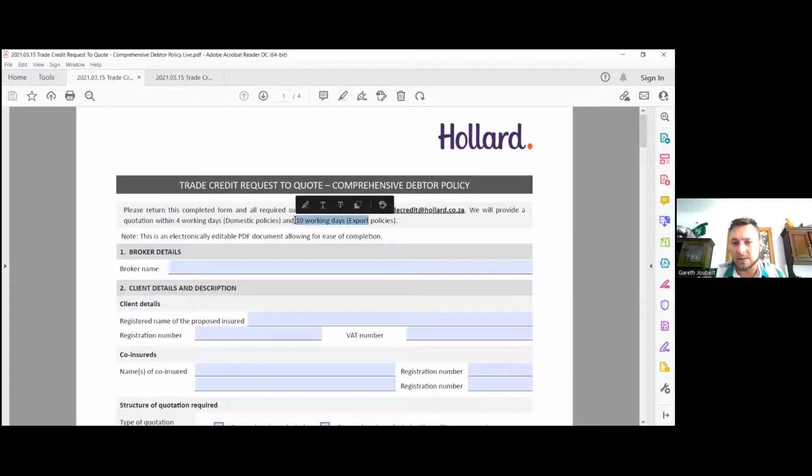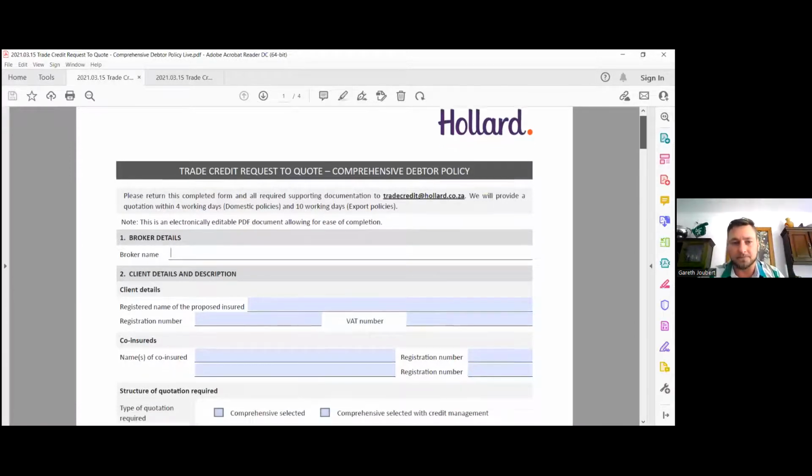And for export policies, we obviously need 10 working days, and I'll go through why those 2 timeframes exist. Again, it's an editable PDF, and you can either print it or complete it as a soft copy. Broker details are important to us first and foremost, because that enables us to interact through you with your client, or with you directly if we need any other information.